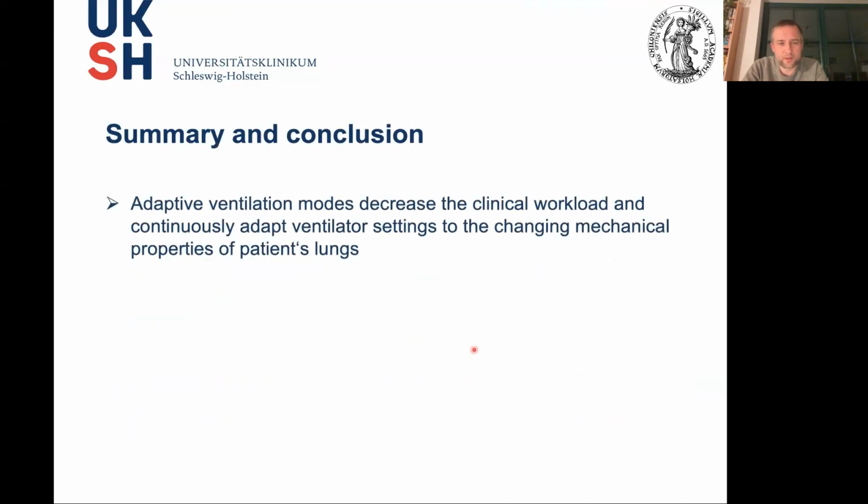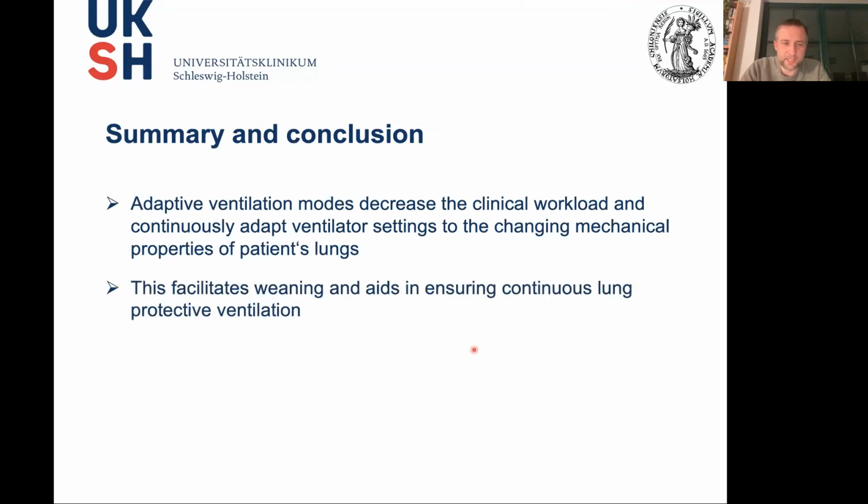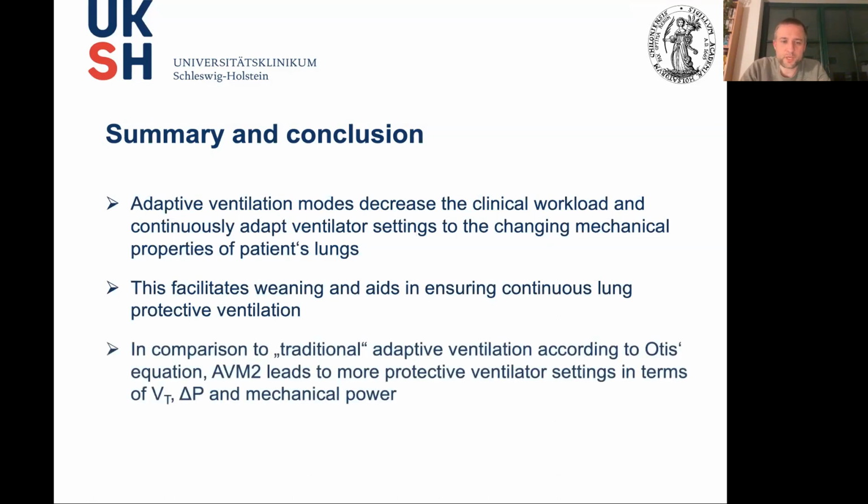So to sum up, adaptive mechanical ventilation modes obviously decrease clinical workload because you do not have to adjust the ventilator as frequently. And they automatically and continuously adapt the ventilator settings to the changing mechanical properties of the patient's lungs. This facilitates weaning and aids in ensuring continuous lung protective ventilation. And in comparison to traditional adaptive mechanical ventilation, according to the Otis equation, AVM2 leads to even more protective ventilator settings in terms of tidal volume, driving pressure, and mechanical power.